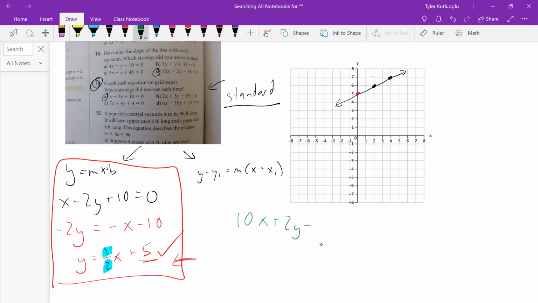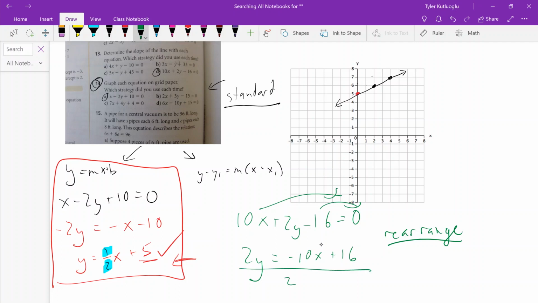10x plus 2y minus 16 equals 0. So again, I'm going to rearrange. I'm going to make it into y equals mx plus b. So we put 2y on this side, and we're going to move these two to the other side. So equals negative 10x plus 16, because we moved them to the other side. Now I'm going to divide everything by 2. Y equals negative 5x plus 8. Cool, so that's my second equation.